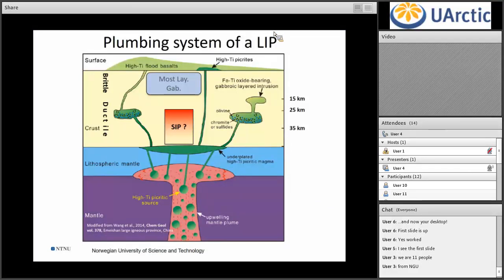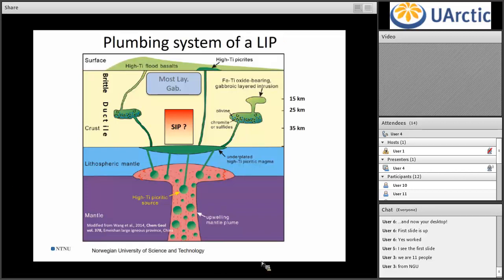large igneous provinces and the formation of large magmatic plumbing systems. I mean, what does it all have to do with Seiland? In a way, all of this is summarized in this somewhat naive figure. It is from Wang et al. in Chemical Geology, and actually addresses the Emeishan large igneous province. What is summarized here is the transition from a mantle plume in the asthenosphere to flood basalt volcanism under the formation of a large igneous province on the surface.